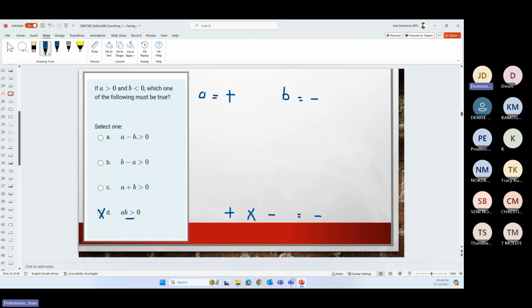So let's look now from the top. So A positive, minus minus. So a minus times a minus is a positive.